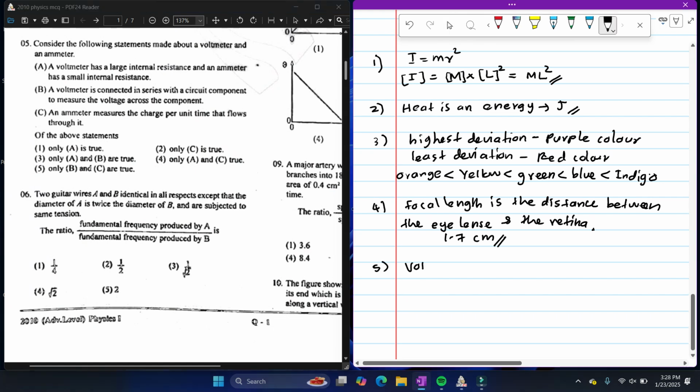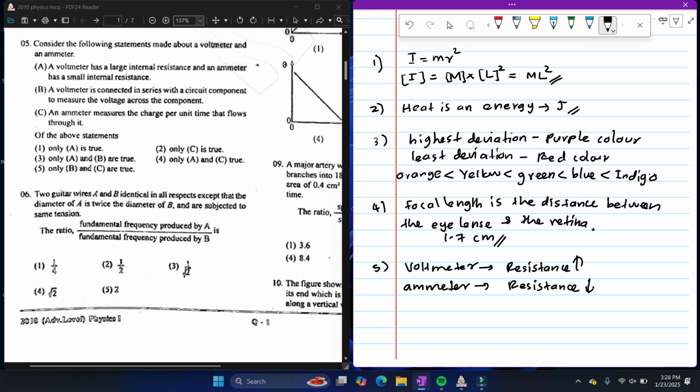For a voltmeter, there should be high resistance. For an ammeter, the resistance should be low. That is about statement A. Let's go to statement B. A voltmeter is connected in series with the circuit component to measure the voltage across the component. So what is the theory part behind this?